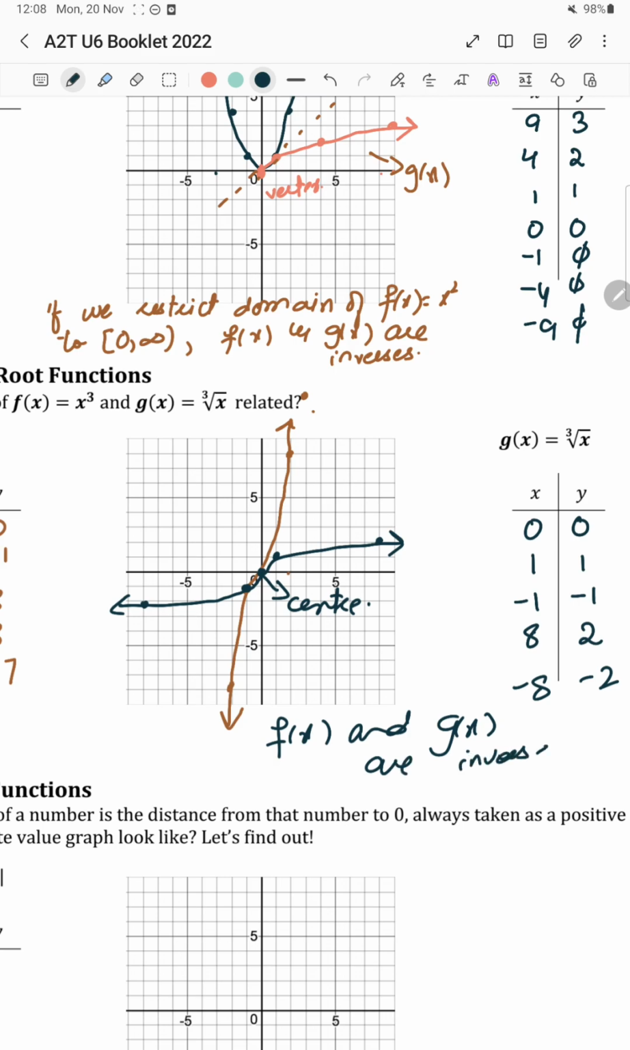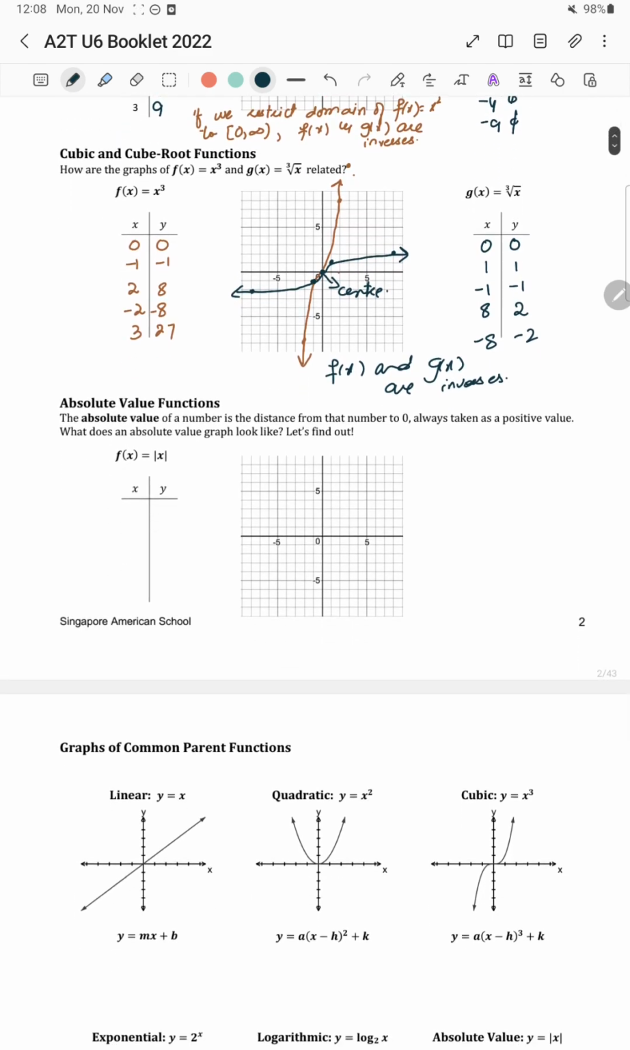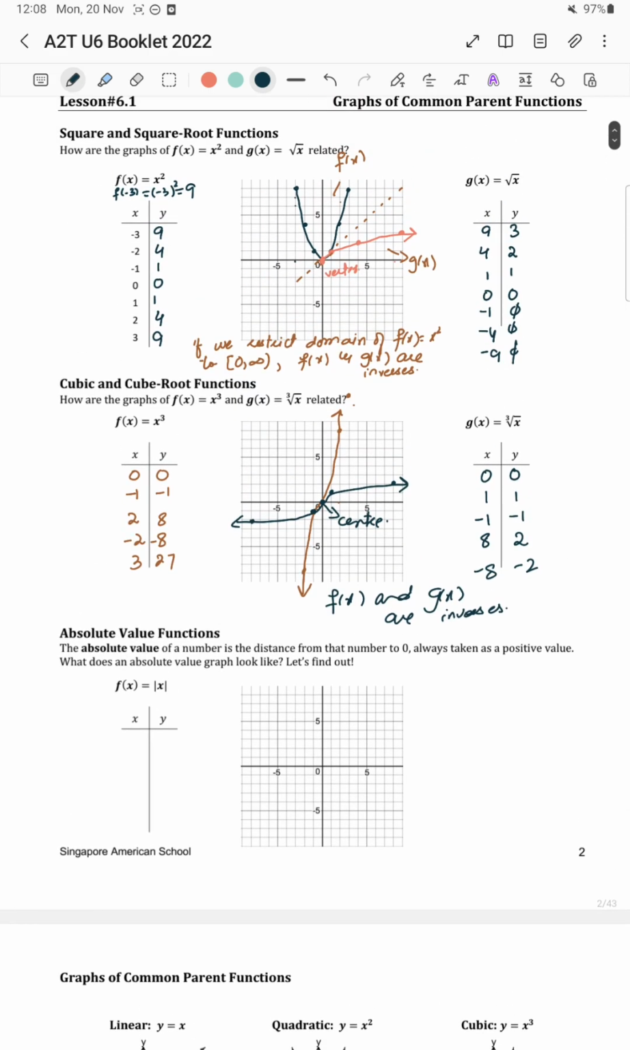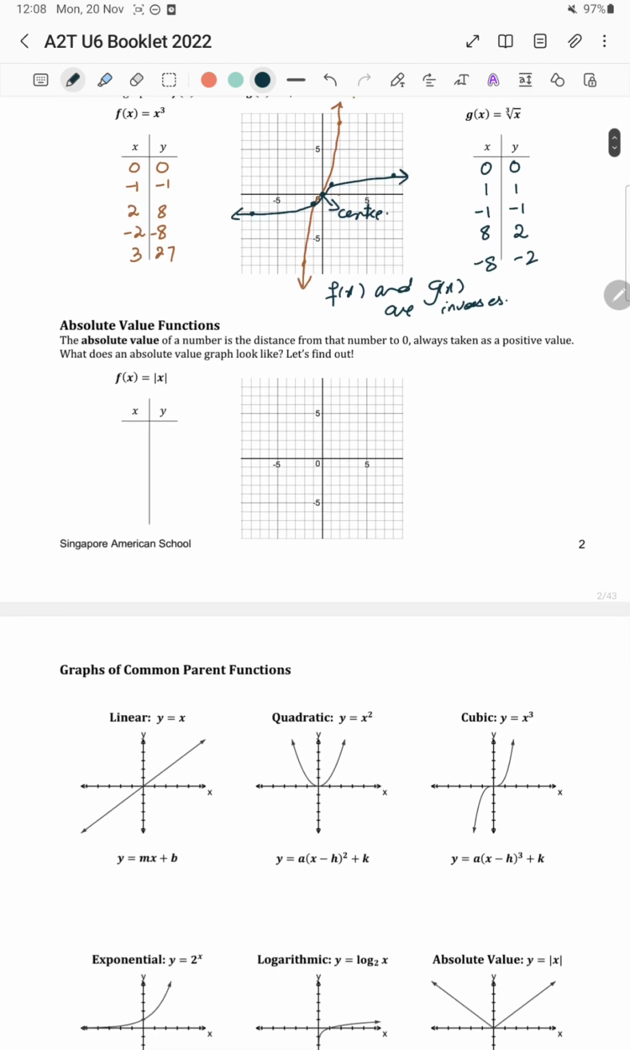So the cube and the cube root are inverses of each other, and square and square root are not inverses of each other. Square and square root are inverses of each other in case we restrict the domain of the square function from 0 to infinity. Okay, now what is the absolute value function?